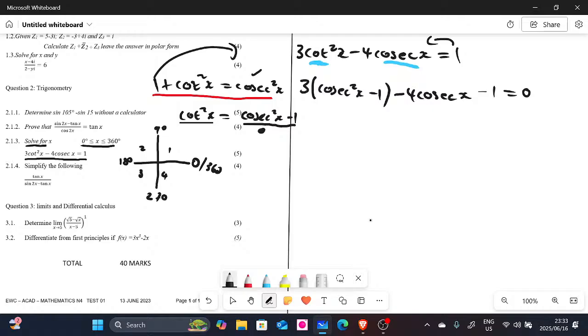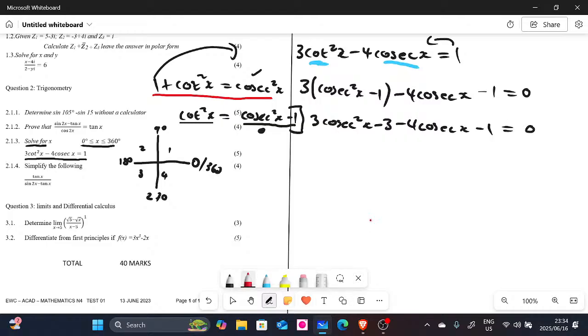And then -4 cosec x. Let's transpose this one to the other side. It's going to become -1. All this is equal to 0. Right, so we are trying to make this equation a trinomial. So we multiply by 3 throughout. If you multiply by 3, this is going to be 3 cosec squared x, but this 3 is going to multiply this -1 inside the bracket. We're going to have -3, minus 4 cosec x, -1. All this is equal to 0.